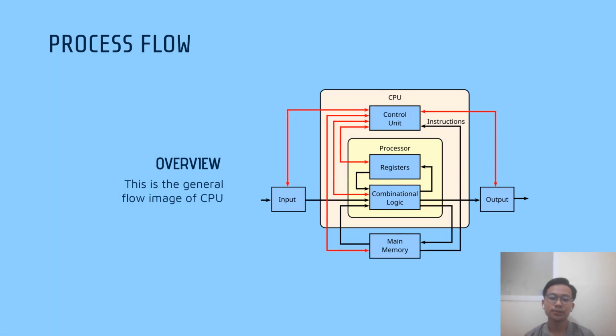This is the general flow image of a simplified version of the CPU. It consists of input, control unit, registers, combinatorial logic, main memory, and output. Well, it maybe seems overwhelming, but let's break this down one by one.